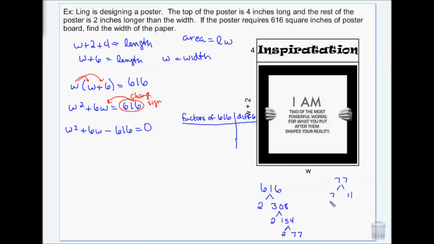Okay, so I want to figure out how can I combine these numbers now to make numbers that will have a difference of 6. So what I have is 2, 2, 2, 7, and 11. This is the factored form of 616, right? Because I have 2, 2, 2, and then 7 and 11, because this was the same as that.